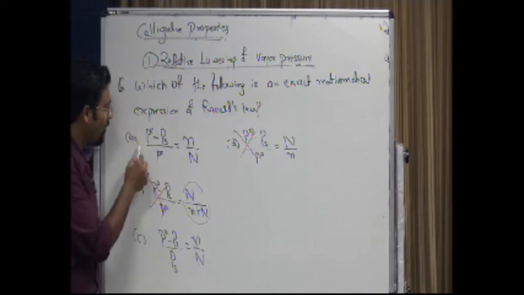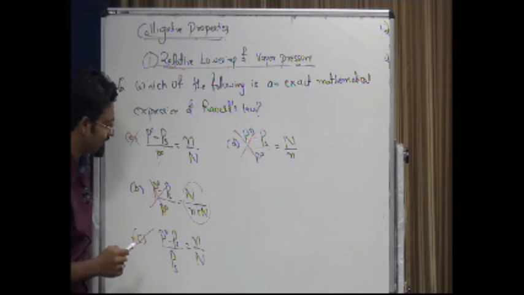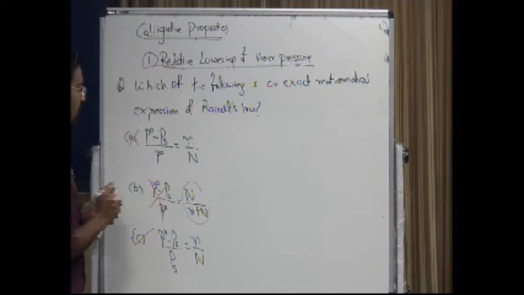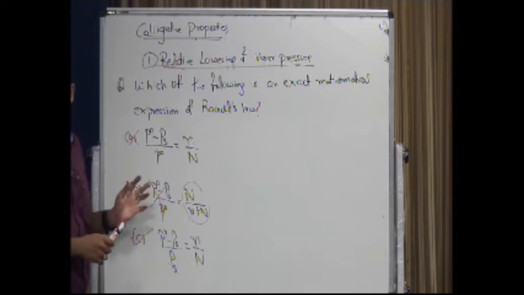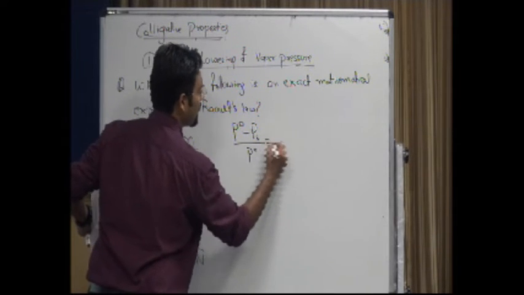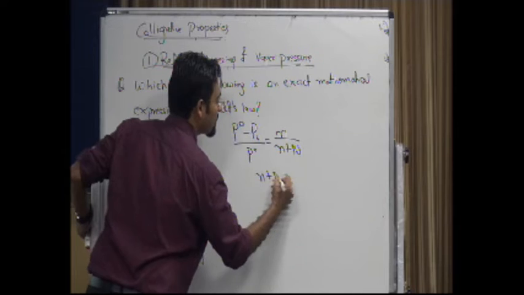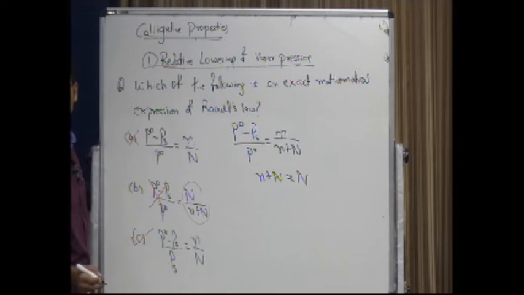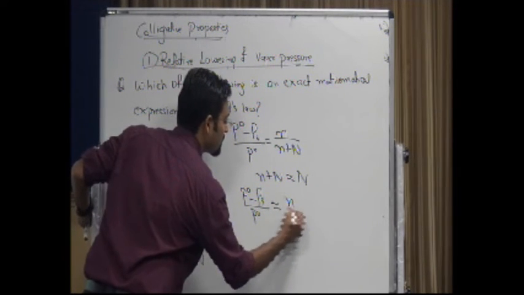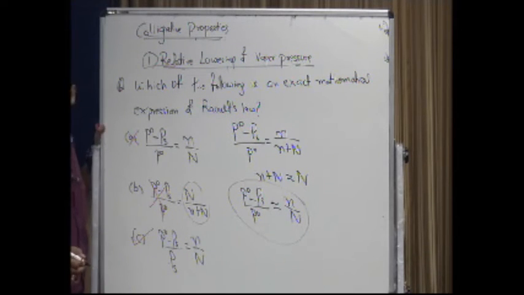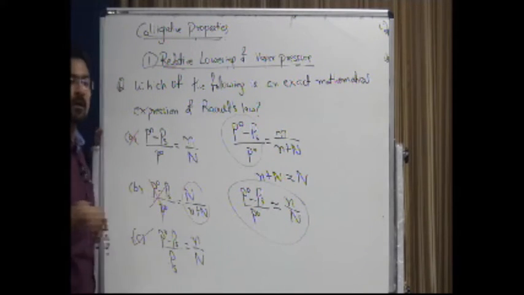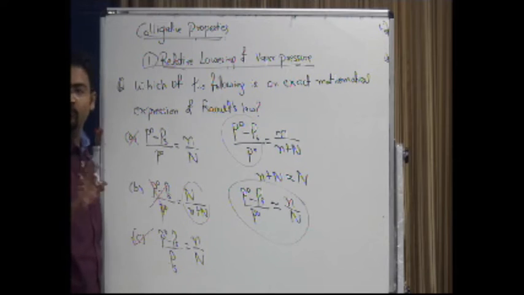So this is wrong. Why it's wrong and why this is right, let's quickly understand that. Let me quickly erase this B part, not important for us. This is the expression which we derived just now. And what I'm saying is that this is not the exact mathematical expression, because while deriving it I've taken an approximation. Then you have got this expression. So this is not an exact mathematical expression. This is the approximated expression derived to prove that relative lowering of vapor pressure is a colligative property. It was only derived to prove that, right?